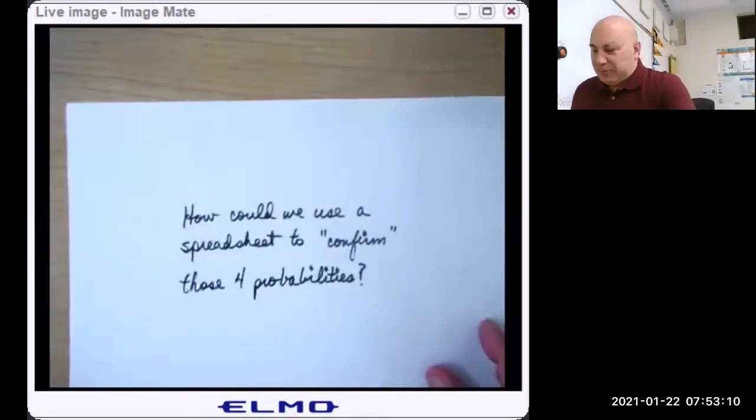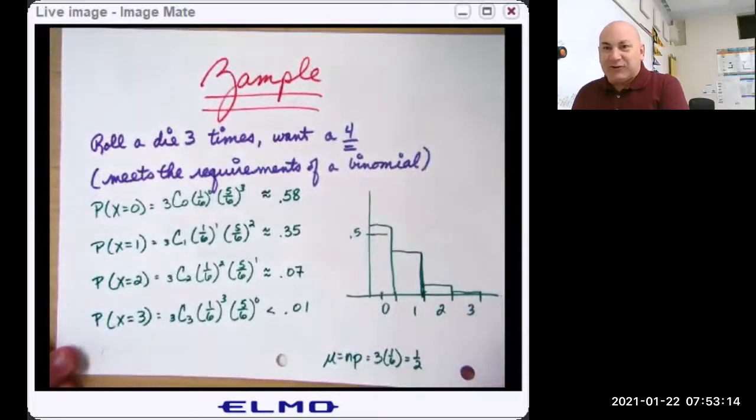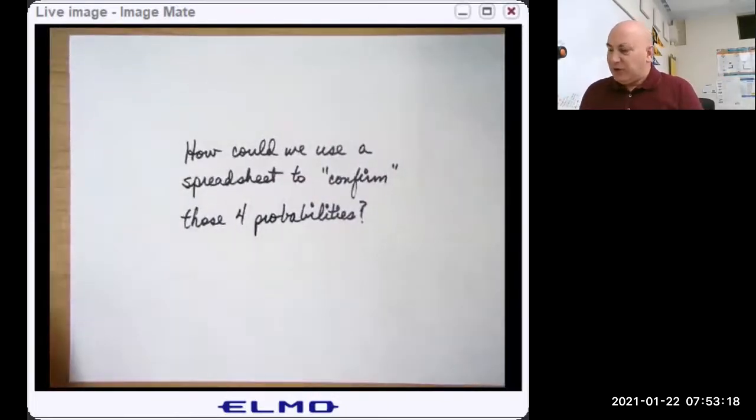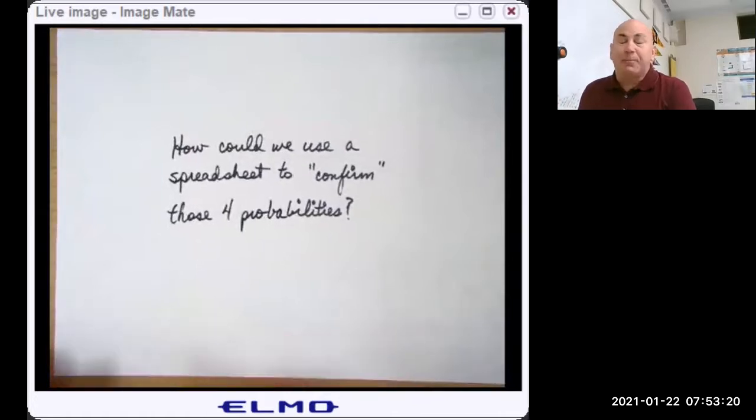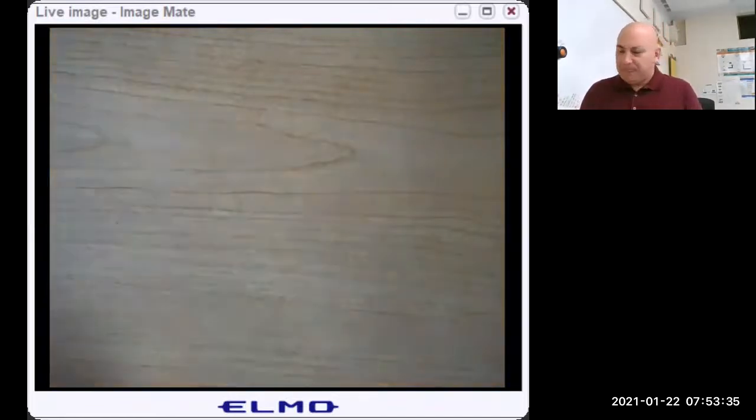How could we use a spreadsheet to confirm these 4 probabilities? I have an extra credit problem coming up eventually, but essentially you could simulate rolling a die 3 times, count those up and graph it. And you should get a graph similar to what we did there using the rand between function on your spreadsheet.